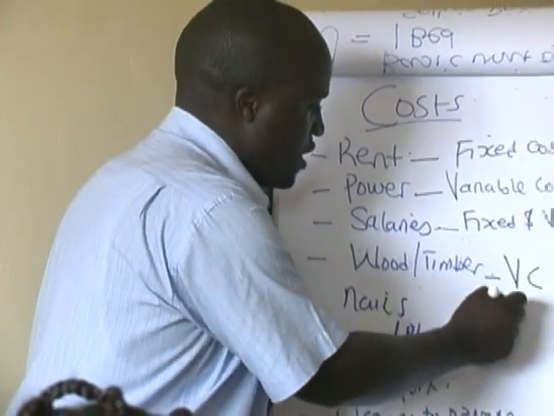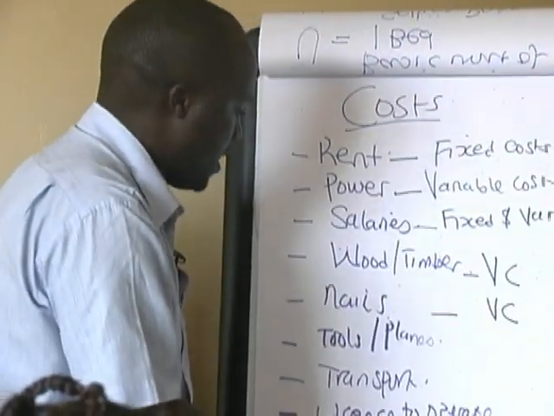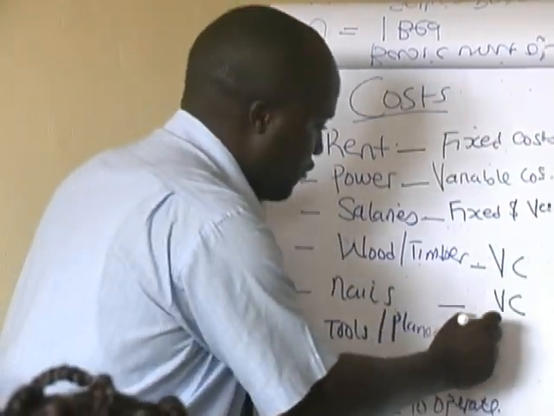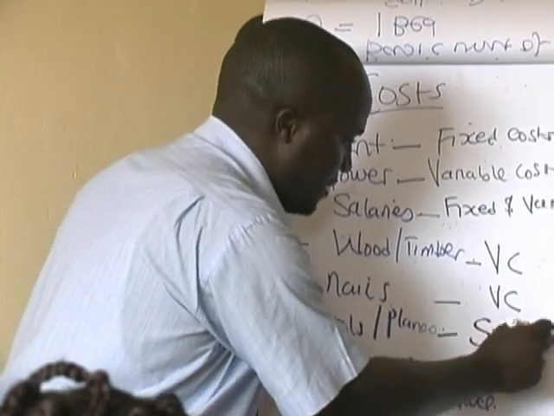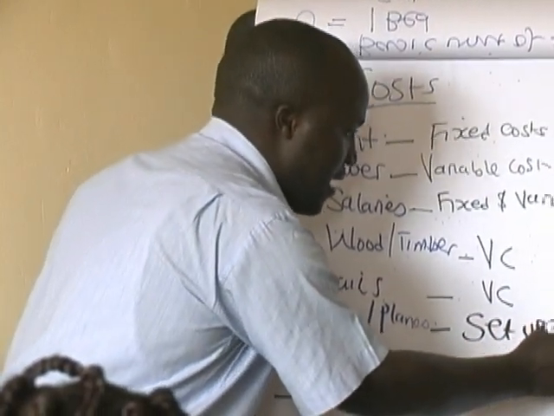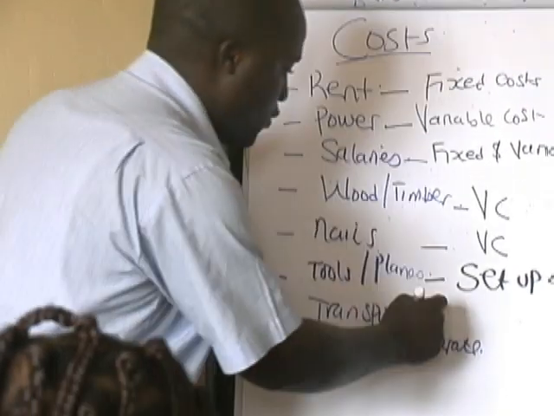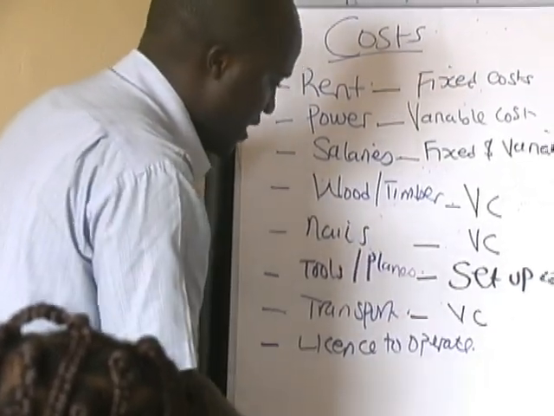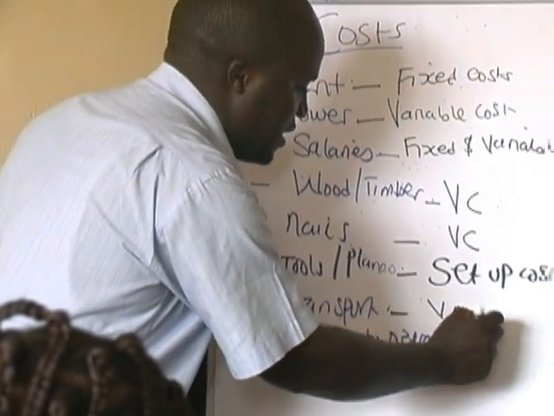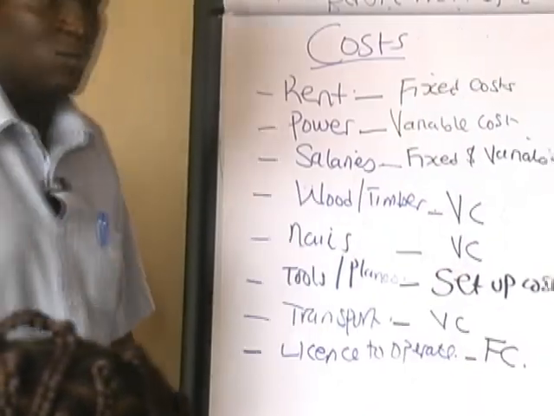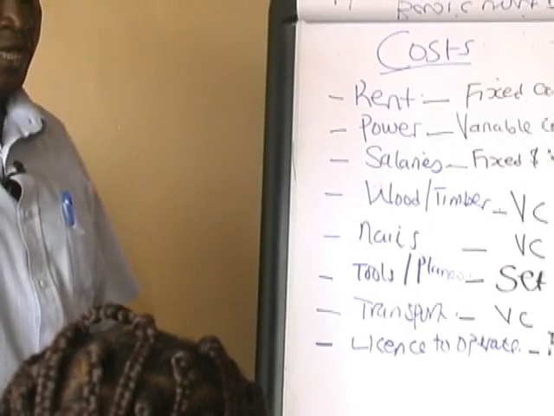Nails are also a variable cost. This one is part of your setup costs. Remember setup costs? These are part of your setup costs, the tools. And then transport is a variable cost, and license to operate may be deemed a fixed cost. So that way you know which type of costs that you have.